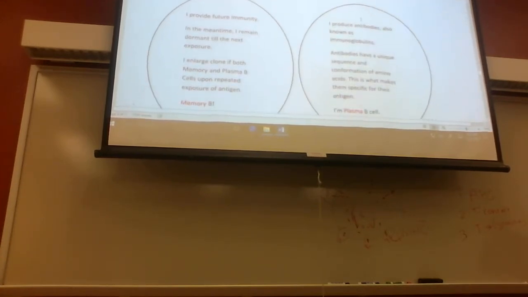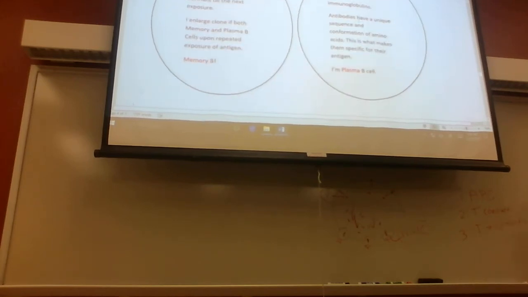So now we have two types of B cells. You have your memory B cells and your plasma B cells. Your memory B cells are like your B cells in training. They're the ones still in military school. These provide future immunity. But in the meantime, they remain dormant. They don't really attack anything. But then when the infection happens again, these memory B cells get bigger, and then they clone.